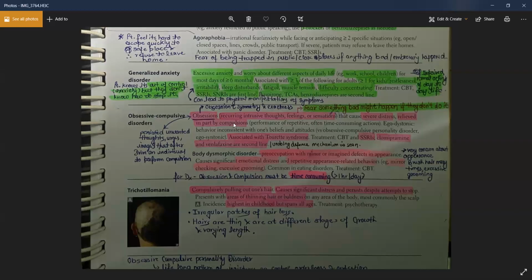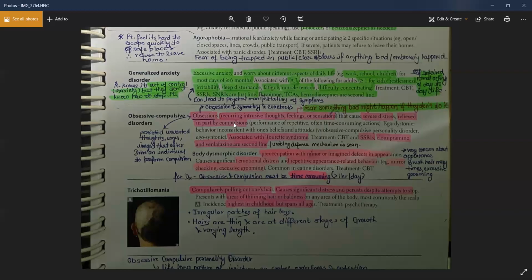All these activities must be time consuming. These activities must consume at least 1 hour of their day. They will spend 1 hour washing their hands, 1 hour checking their doorknobs, 1 hour checking their stoves, 1 hour checking their symmetry, cutting everything in a very symmetrical way. So the activities must be time consuming, and they will decrease the performance of the patient.